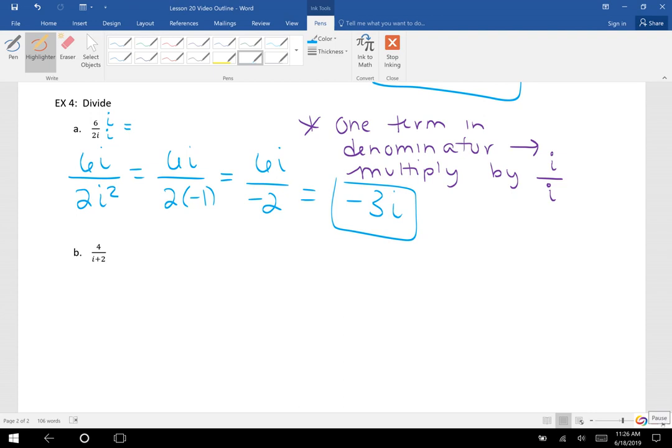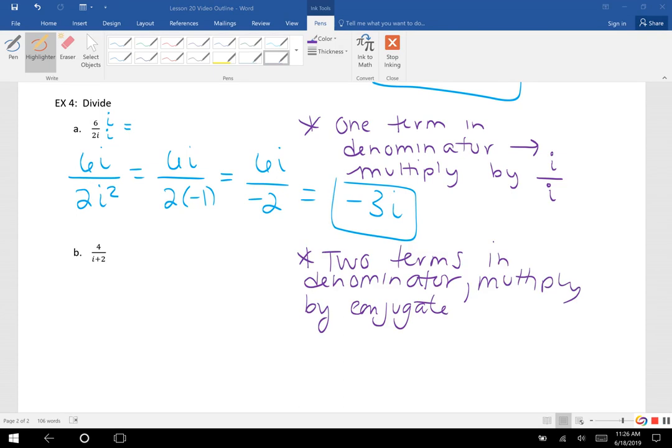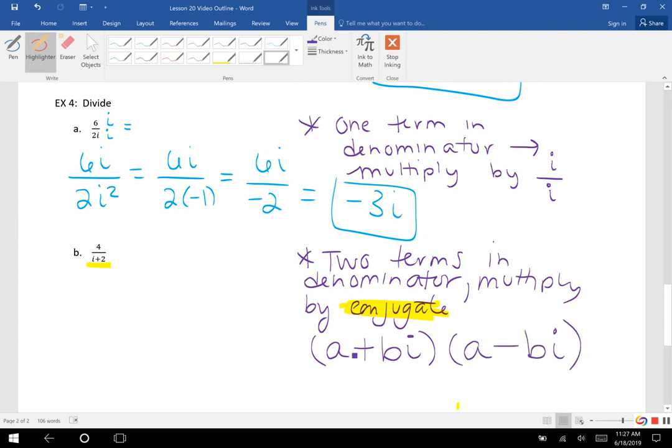Now in example B, our denominator has 2 terms. There's an i plus 2. And so just multiplying by i is actually not going to get rid of the i's in the denominator. Instead, we're going to have to multiply by what's called the conjugate. And the conjugate basically is something that takes advantage of that difference of squares formula. So in general, if your denominator is of the form a plus bi, so 2 terms, you are going to multiply by a minus bi. So the conjugate is basically the same thing with the opposite sign.